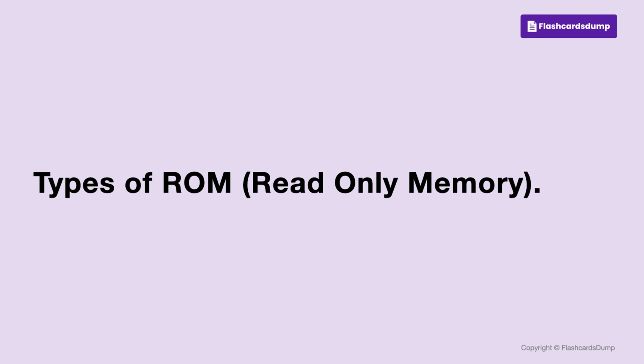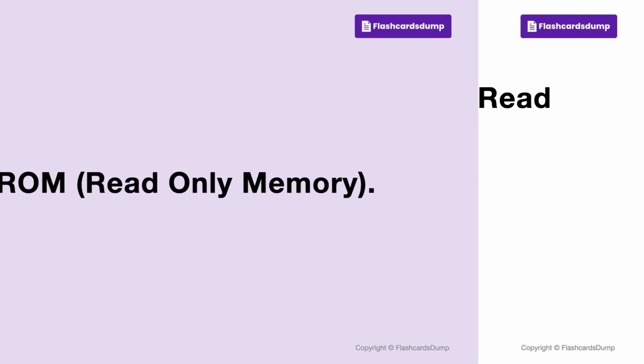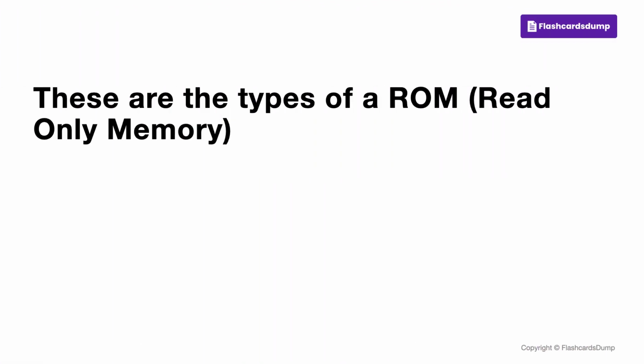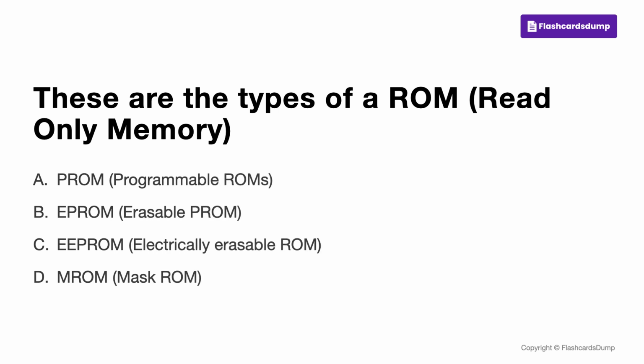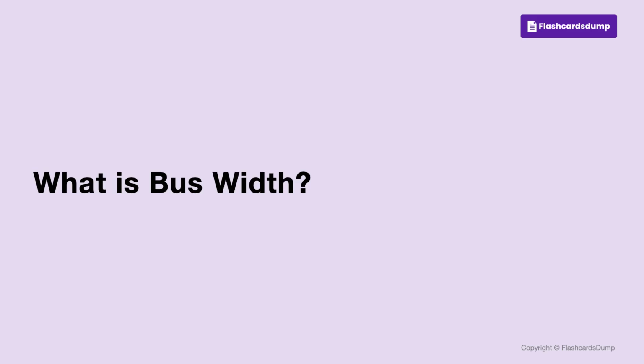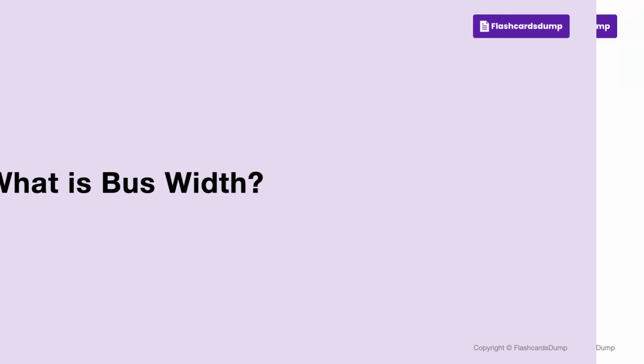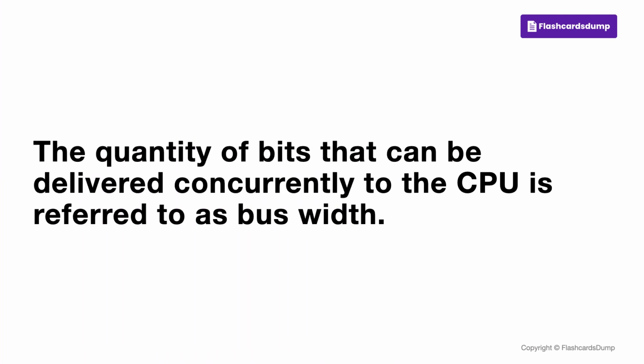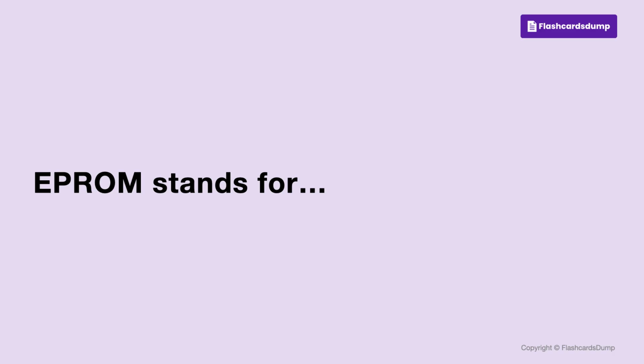These are the types of ROM, read-only memory: PROM, programmable ROM; EPROM, erasable PROM; EEPROM, electrically erasable ROM; and MROM, mask ROM. What is bus width? The quantity of bits that can be delivered concurrently to the CPU is referred to as bus width.